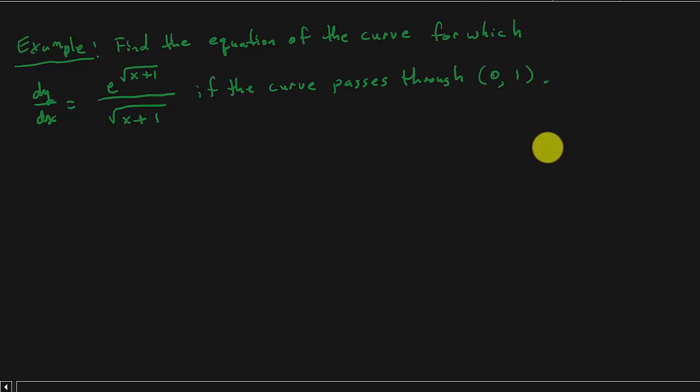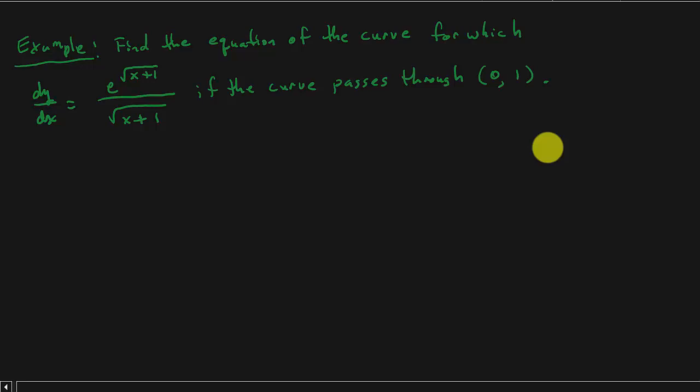All right, so let's take a look at this one. I believe this is the last problem. It says find the equation of the curve for which dy/dx is equal to e to the square root of x plus 1 over the square root of x plus 1, if the curve passes through (0, 1).